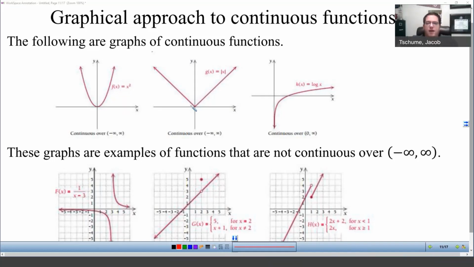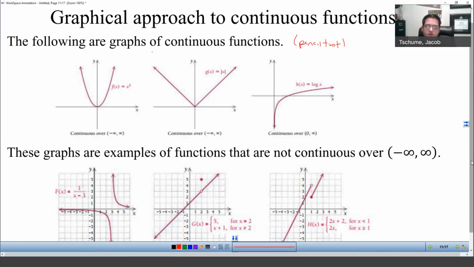When I see a graph, when I think of a continuous function, and I know this is going to sound very elementary, I think of what I call the pencil test. Essentially, if you can put your pencil at one end of the graph and you can draw the entire graph without picking up your pencil, then it is a continuous function.